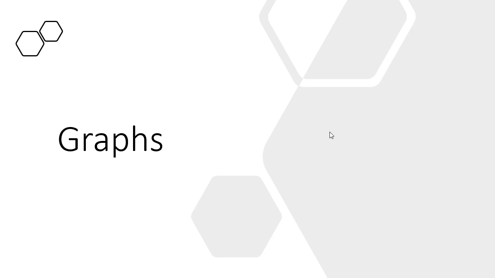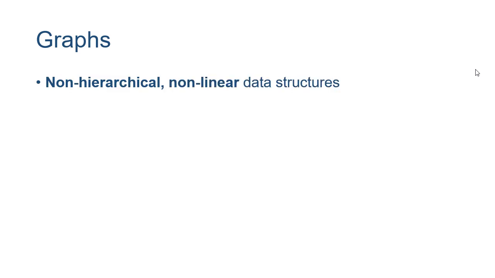In this video, we're going to talk about graphs, and specifically, we're going to talk about what graphs are, and we'll talk about some definitions that we're going to use when we're working with graphs. So graphs are non-hierarchical, non-linear data structures, and we'll see some examples of what that means, but they're not like a list that was linear, and they're not like a tree, which was hierarchical.